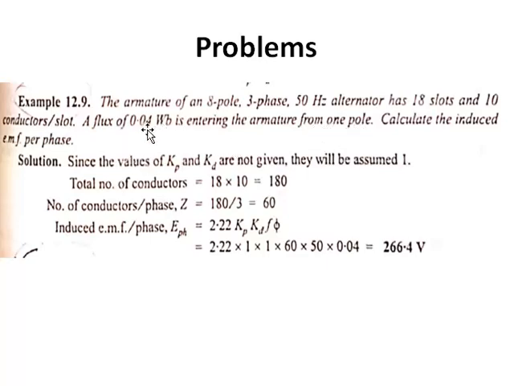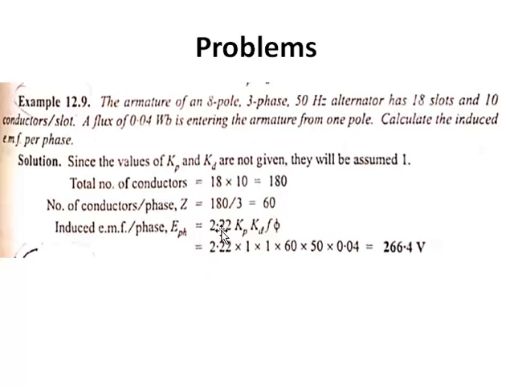So what they have given, 0.04 Weber of flux is entering the armature from one pole, which means 0.04 is the flux per pole. This is the phi. And what is phi? Phi is the flux per pole. Calculate the induced EMF per phase. So we have to calculate the E phase, that is the induced EMF per phase.